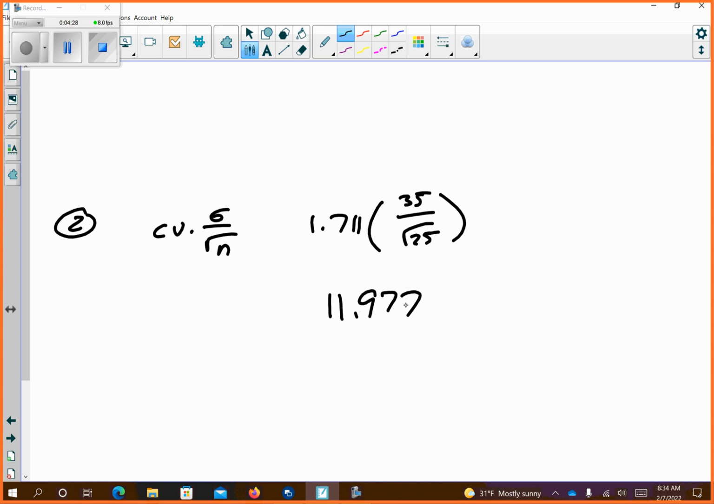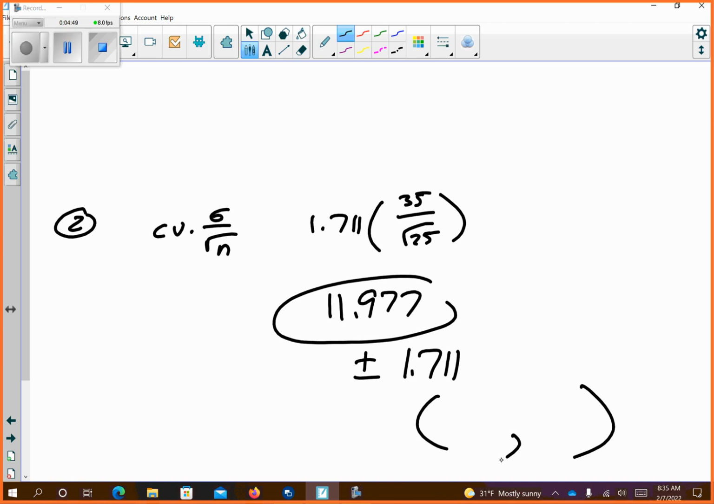So what this value means is we are 90% confident that we would be within 11.977 of this. So if I had this and I did plus or minus the margin of error, that would create a confidence interval. Actually, we have to do that for number 3, so we might as well do it. This is the answer for 3. It goes from 808.03 to 831.97.